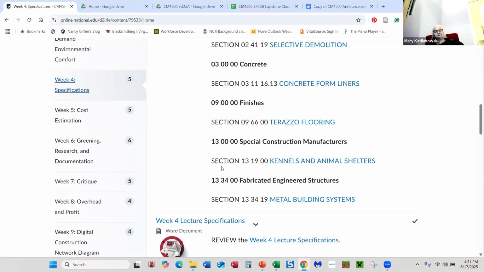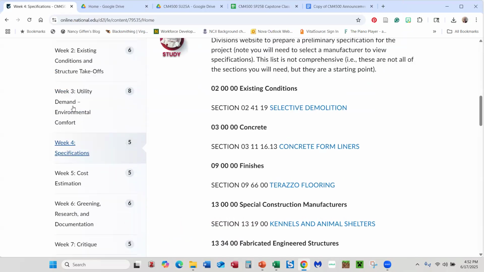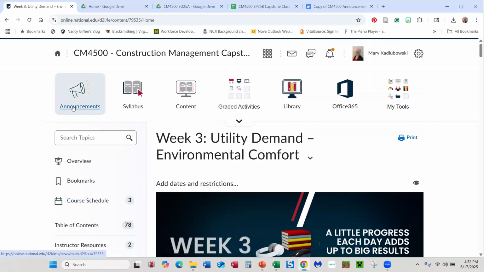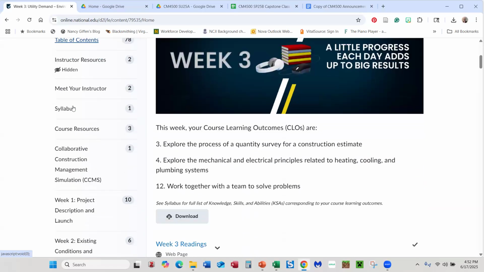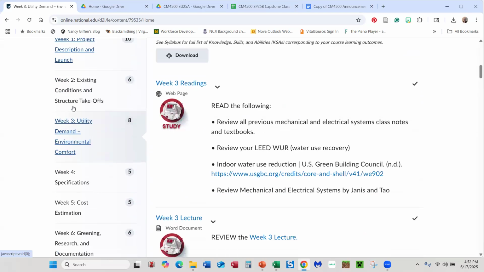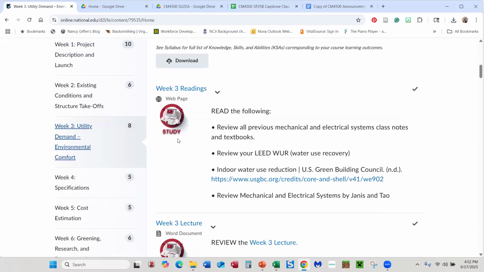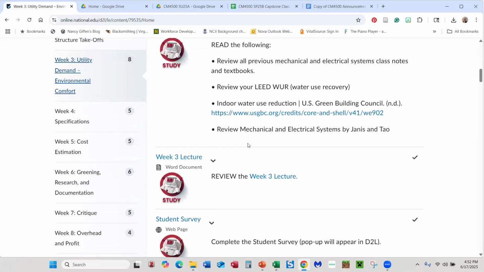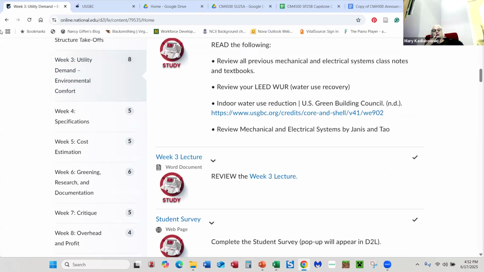Okay. On the reading assignment for this week, one of them says review LEED WUR, the water use recovery. Is that like gray water recovery or from rainwater? I haven't read it, so I really don't know that much. But let's take a look.